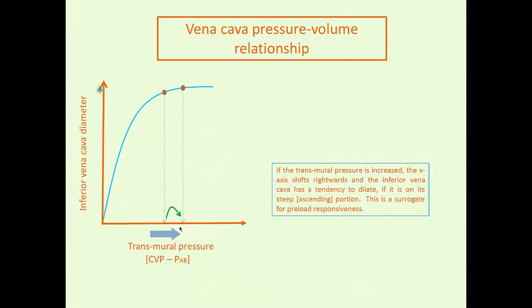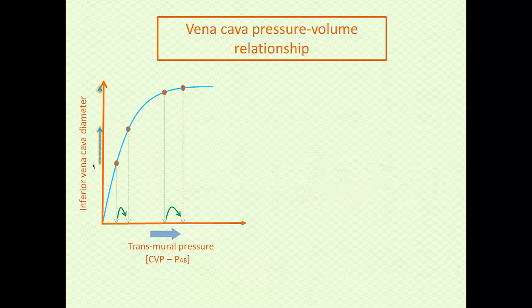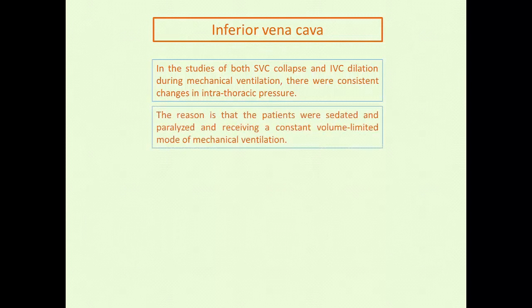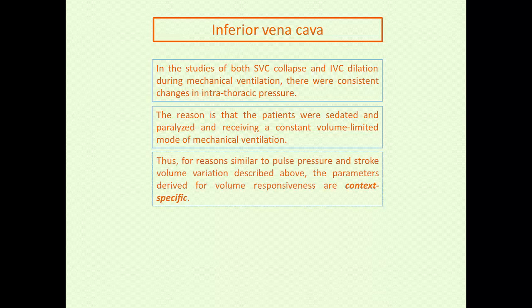IVC diameter transmural pressure relationship, there's going to be minimal dilation, and this patient is not going to be preload responsive. Whereas if the patient does have a large increase in IVC diameter with mechanical inspiration, then this patient will have dilation, and will be judged to be preload responsive, and indeed that's what's been seen. So in the studies of both SVC collapse and IVC dilation during mechanical ventilation, there were consistent changes in intrathoracic pressure. Again, like pulse pressure variation, the reason is that the patients were sedated and paralyzed and receiving a constant volume-limited mode of mechanical ventilation.